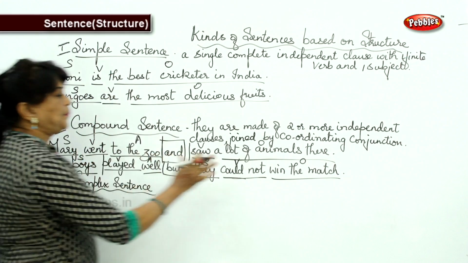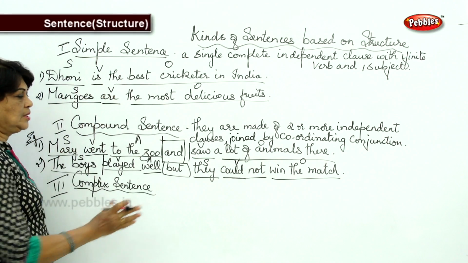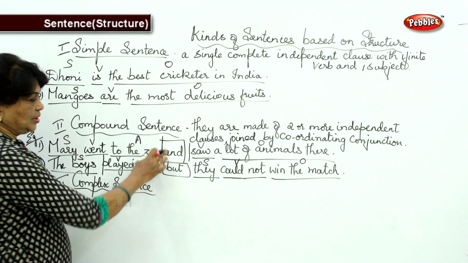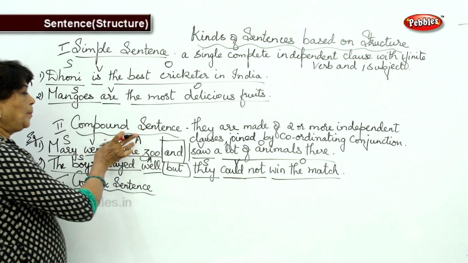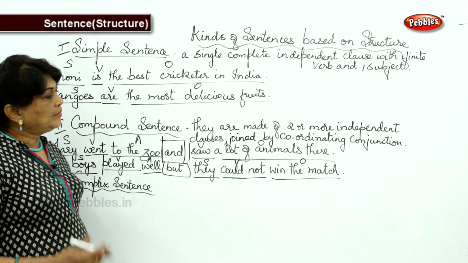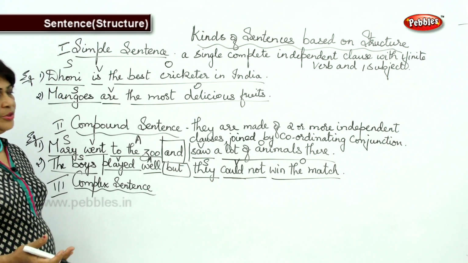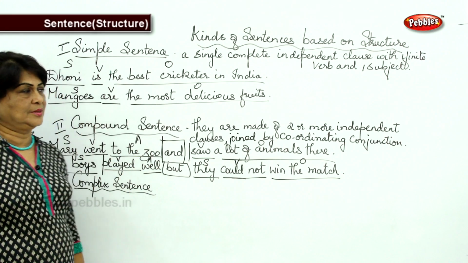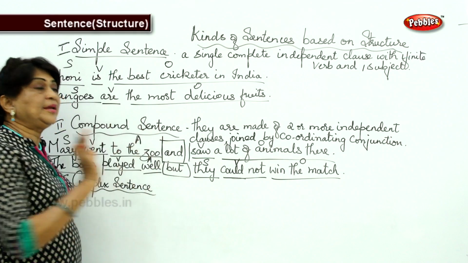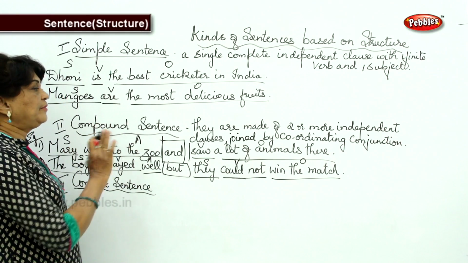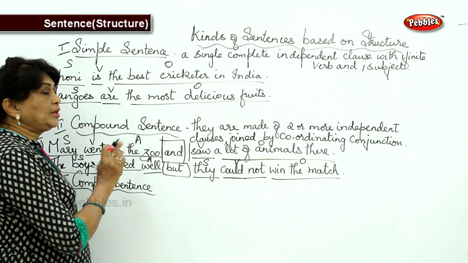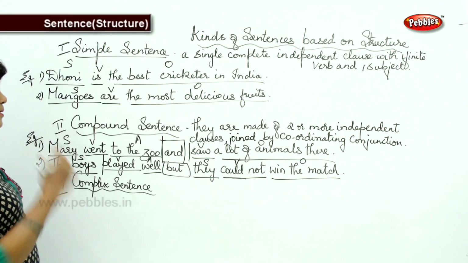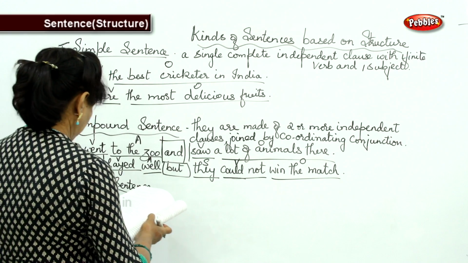So two completely independent clauses joined by a coordinating conjunction is called a compound sentence. It can even be one more independent clause also, two or more independent clauses, but they should be independent clauses connected by a coordinating conjunction. It's very important: we do not have a subordinating conjunction for compound sentences. Make it very clear. Next is a complex sentence.